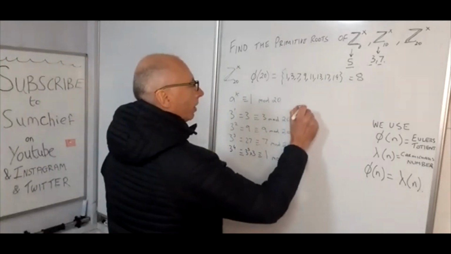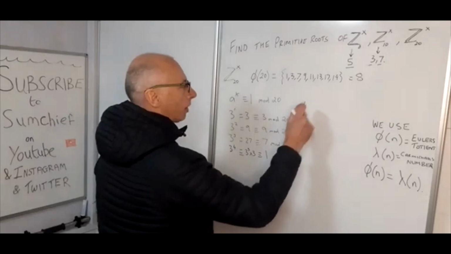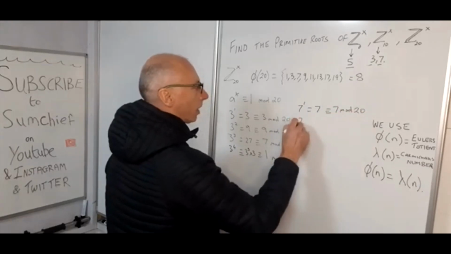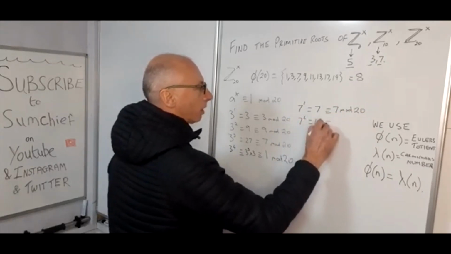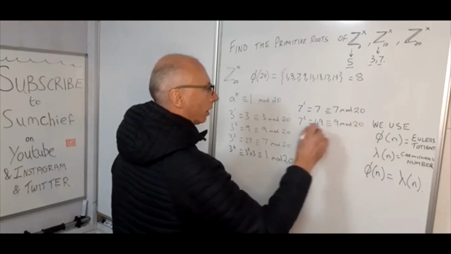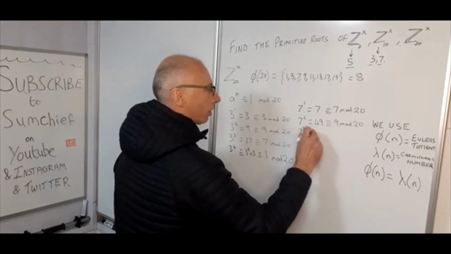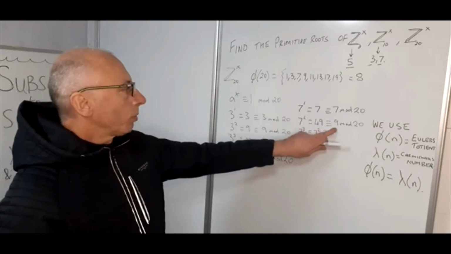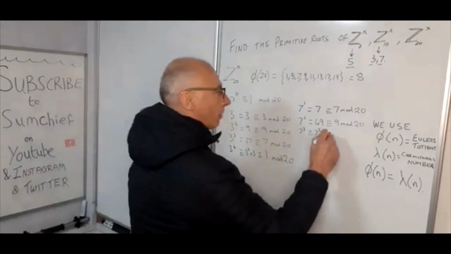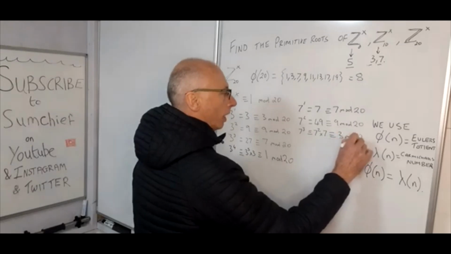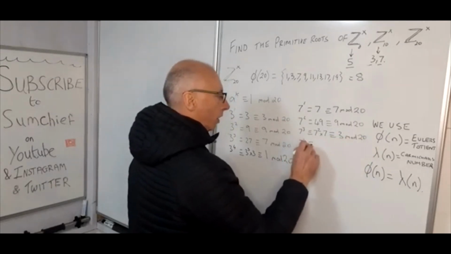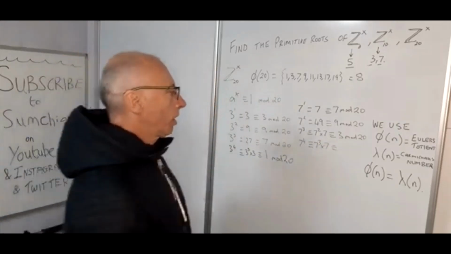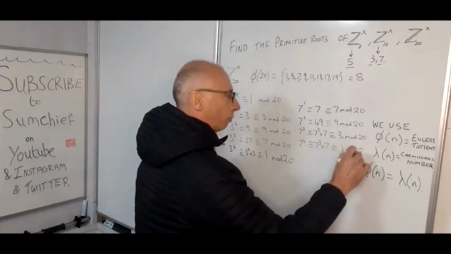Let's try 7. 7 to the power of 1 equals 7, which is congruent to 7 mod 20. 7 squared equals 49, which is congruent to 9 mod 20. 7 cubed is congruent to 7 squared times 7. So 7 squared is congruent with 9 mod 20, times 7 is 63, so that's going to give us congruent to 3 mod 20. 7 to the 4 is congruent to 7 cubed times 7. So 7 threes are 21. That's going to give us a 1 mod 20.